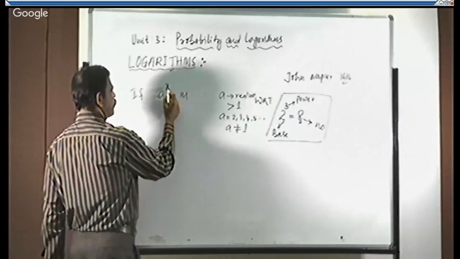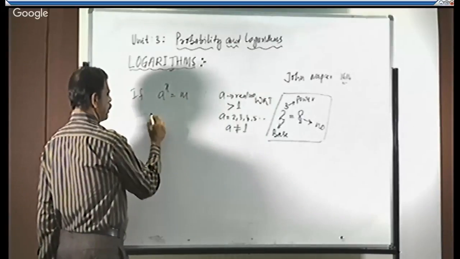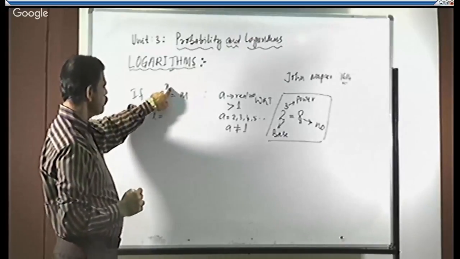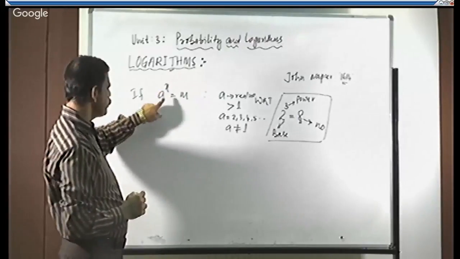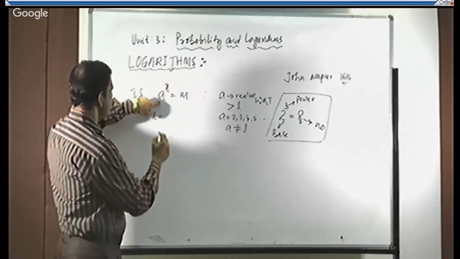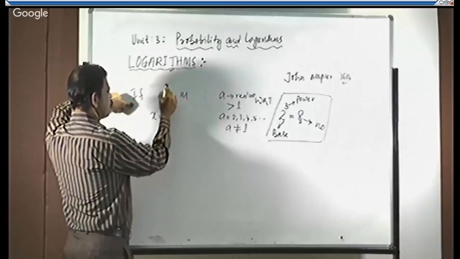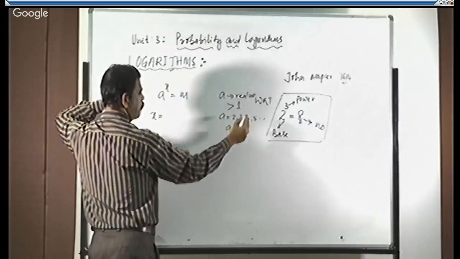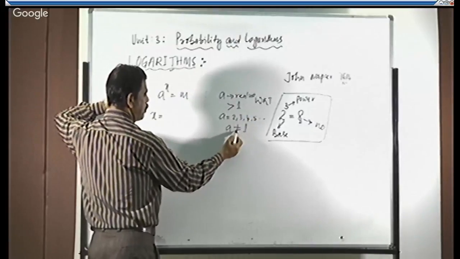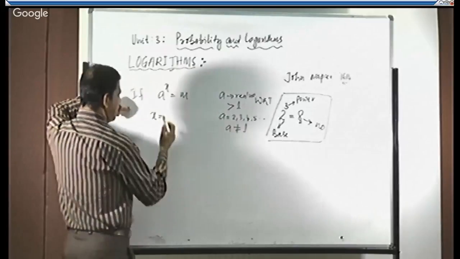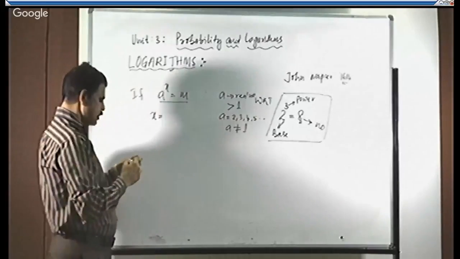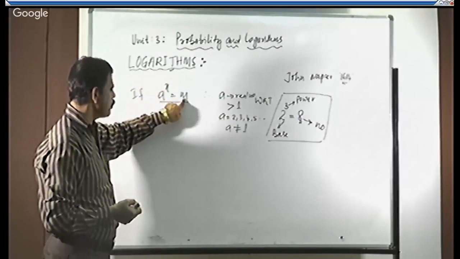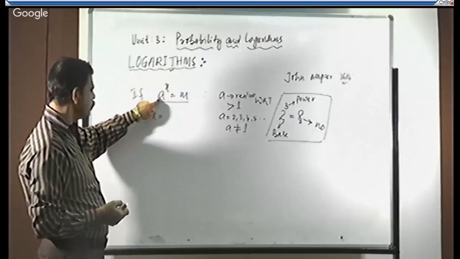So a to the power of x is equal to m, then x will be called as logarithm of m to the base a. So the definition of logarithm is what? If a to the power of x is equal to m, what is a? A must be a real number, 2, 3, 4, 5. Don't take negative numbers, and it should not be equal to 1. If it is the case, then we can say that the index or the power will be the logarithm of this number to the base a.